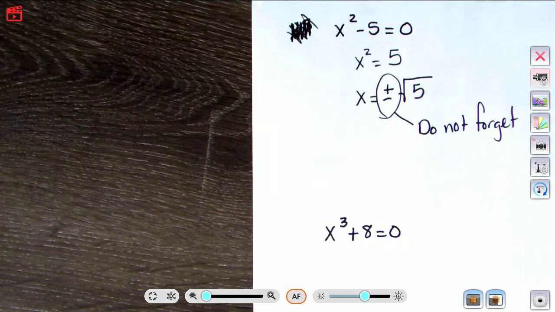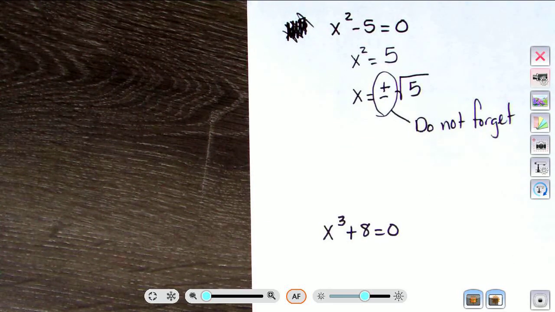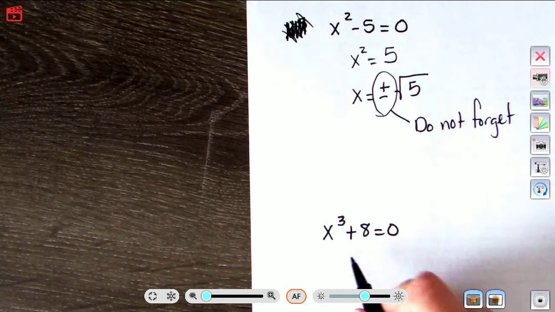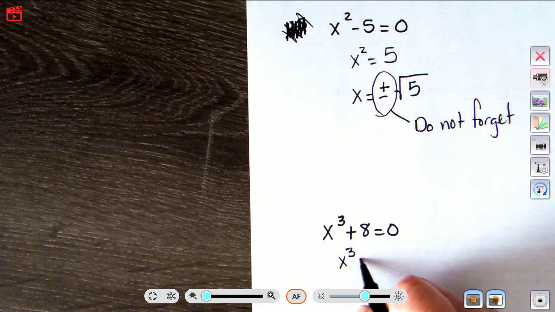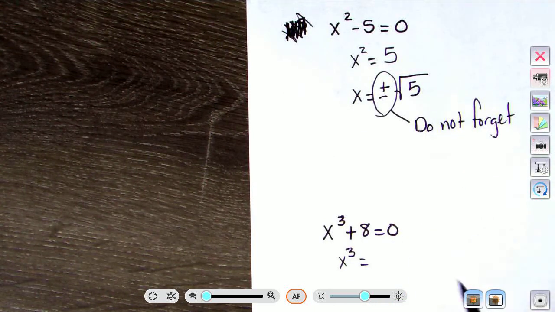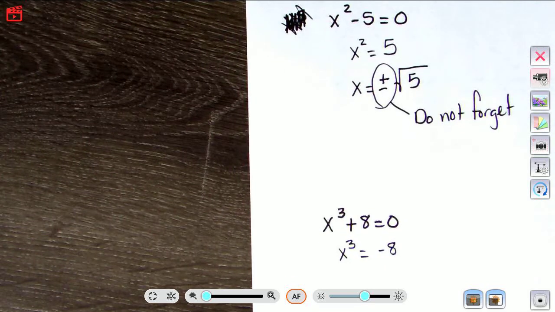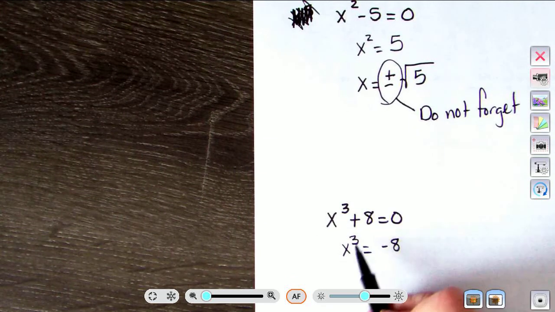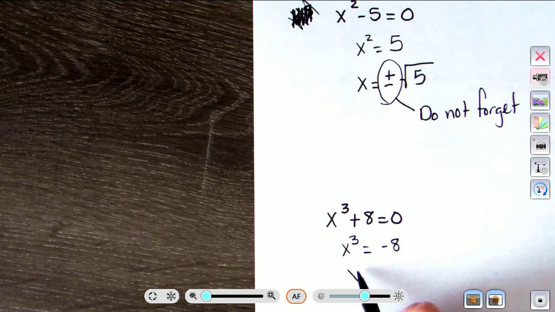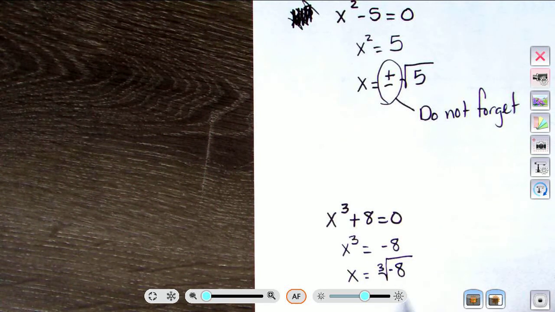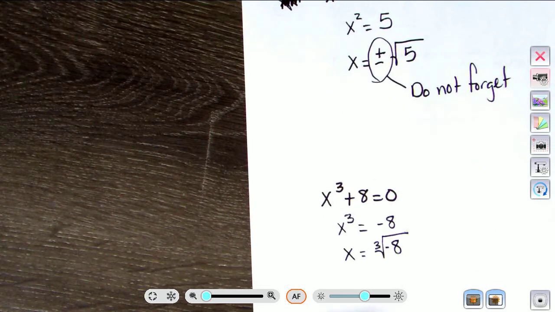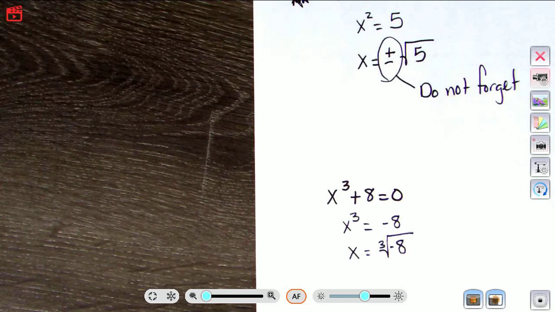Let's move on to x cubed plus 8 equal to 0. First thing I will do is isolate my x piece. So I'm going to subtract 8 from both sides. And then I'm going to undo the cube by taking a cube root. Now we don't do a plus or minus here because the cube root of a negative is the same as the cube root of a positive.